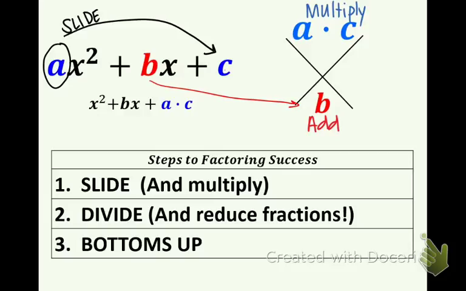The steps to factoring success are slide and multiply, divide and reduce the fractions, and last part, bottoms up. That means the bottom, or denominator, of each fraction goes in front of the variable. Bottom of fraction goes in front of variable. And I'll show you what I mean. Pause here if you need to fill in these blanks. Otherwise, we will take a look at our first example.